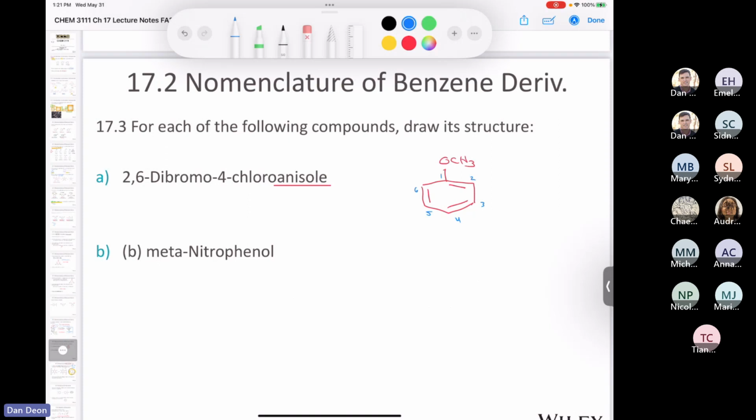So at 2 and 6, I have a bromo, 2, 6, dibromo. And what do I have at 4? I have a chlorine down here. It's not very pretty. There we go. All right, and the next one is meta-nitrophenol. I'm sure you could draw this faster than me. So first I'll draw a phenol. That, and we'll put a nitro group over here. Remember that meta is 1, 3, right? 1, 3 substitution. All right, there you go.